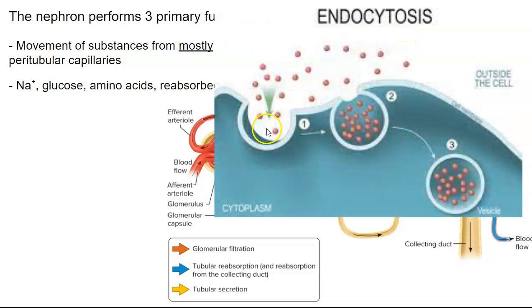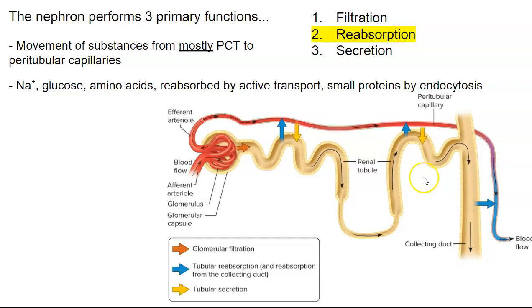So here's a picture of endocytosis where the cell plasma membrane invaginates, and then it captures stuff that's outside the cell and then brings it back in the cell. And then after the sodium ions are absorbed, also potassium ions and a variety of other ions are reabsorbed. Some of the negative ions, like chloride, are reabsorbed simply because they're attracted to the positive sodium ion.